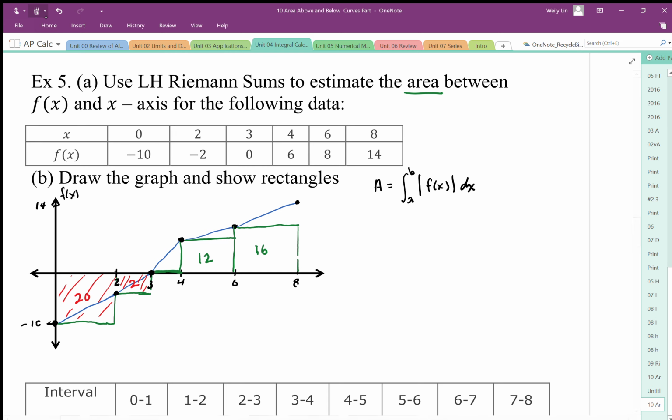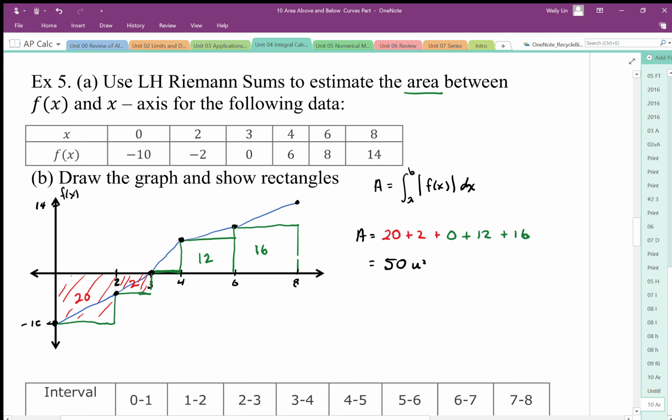So since we're talking about area, the negative parts are going to become positive, so we end up with negative 22 becomes positive 22. And then we add on the positive parts. We have an area of 0 plus 12 plus 16. Okay, so the total area is going to be equal to 50 units squared.